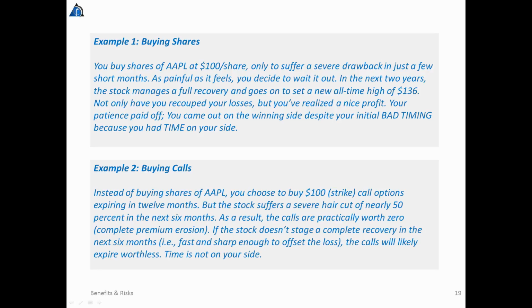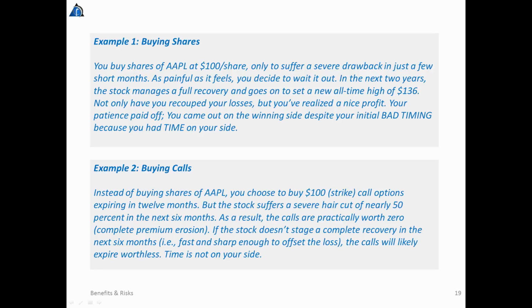So here again, example one, you bought shares. You buy shares of Apple at $100 a share, only to suffer a severe drawback in just a few short months. As painful as it feels, you decide to wait it out. In the next 2 years, the stock manages a full recovery and goes on to set a new all-time high of $136. Not only have you recouped your losses, but you've realized a nice profit. Your patience paid off. You came out on the winning side despite your initial bad timing, because you bought at the top, right?